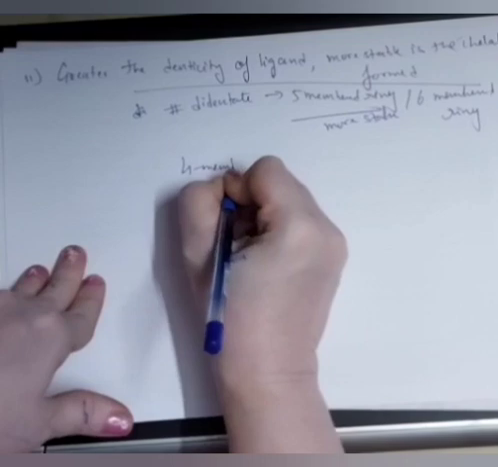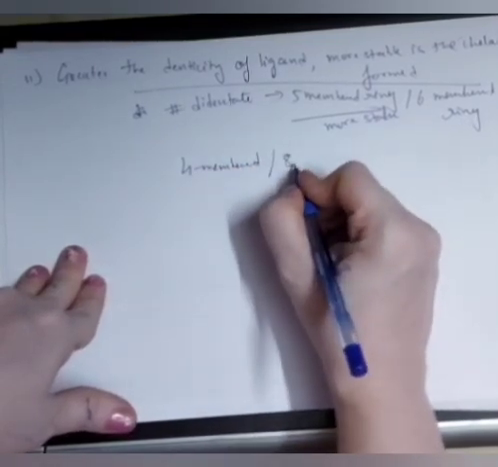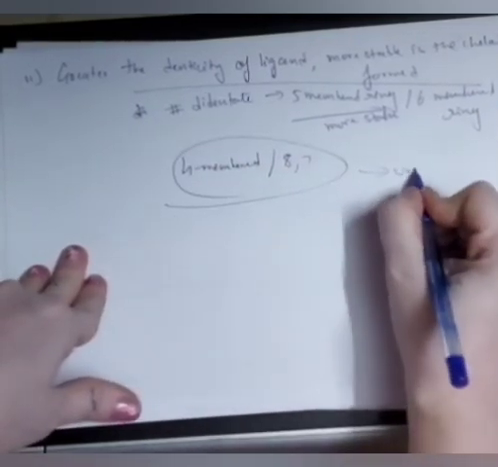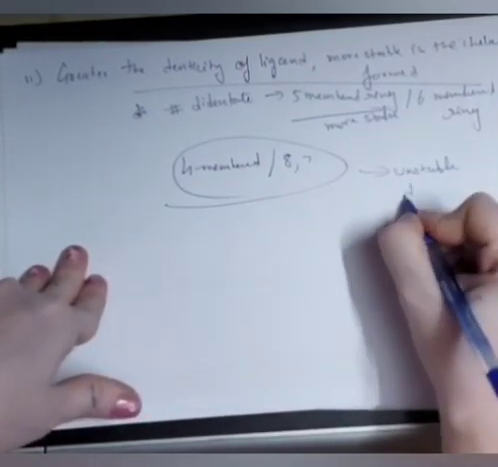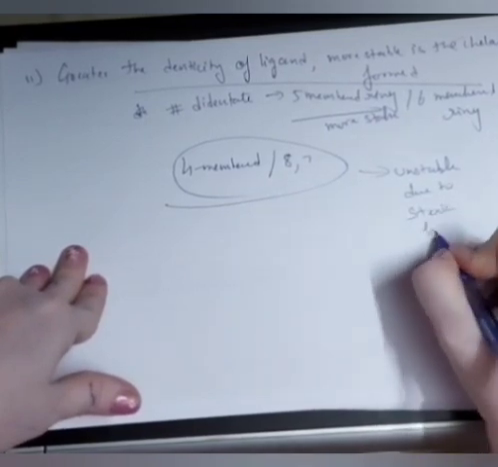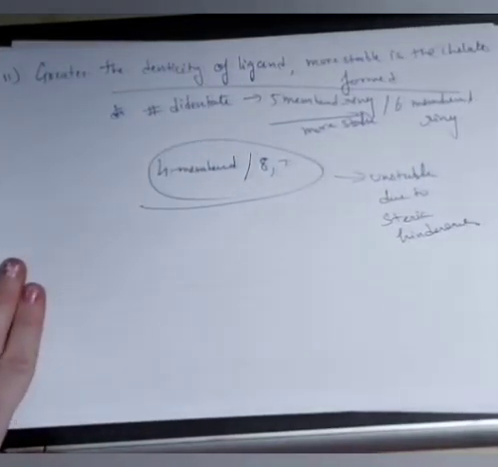4-membered or 8-membered, 7-membered rings are very unstable due to steric hindrance.